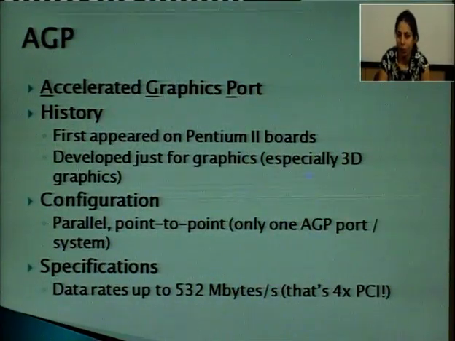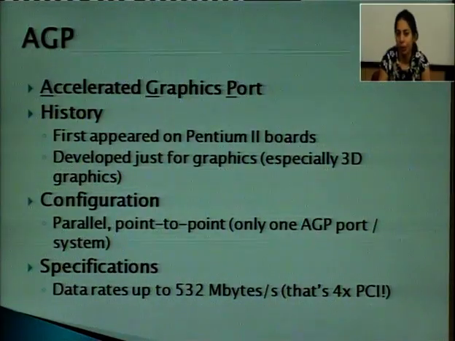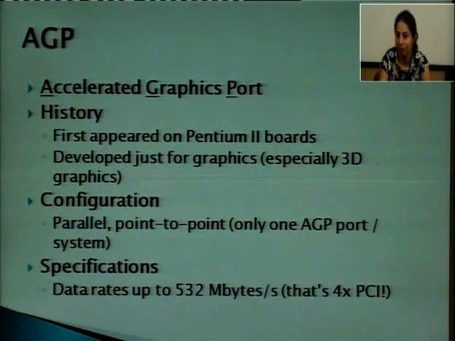Then there is AGP, that is the accelerated graphics port. History: it first appeared in Pentium 2 boards, and it was developed just for graphics, especially for 3D graphics. The configuration available for the AGP is parallel and point to point, and only one AGP port per system is available.